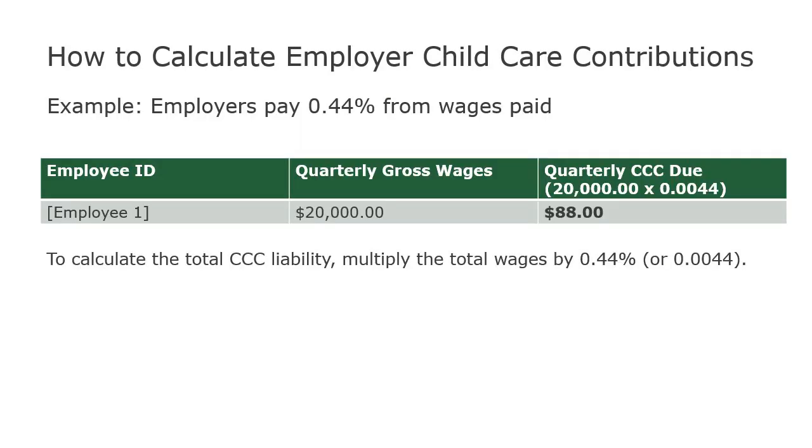So how to calculate your employer child care contributions. In this example, the employer is paying the full 0.44% of the wages paid. So in this example, we have an employee. Their quarterly gross wages are $20,000. And if we take the $20,000 and multiply it by the 0.0044, we get a total of $88 due for that employee for the quarter.